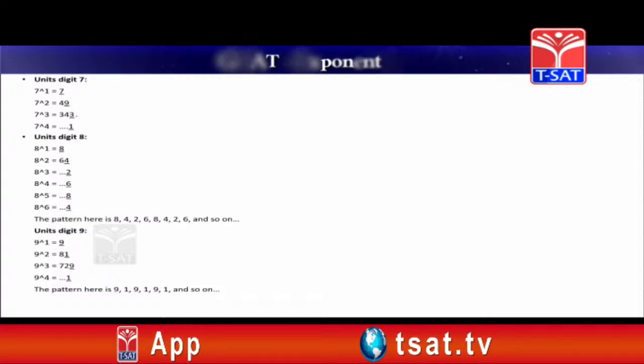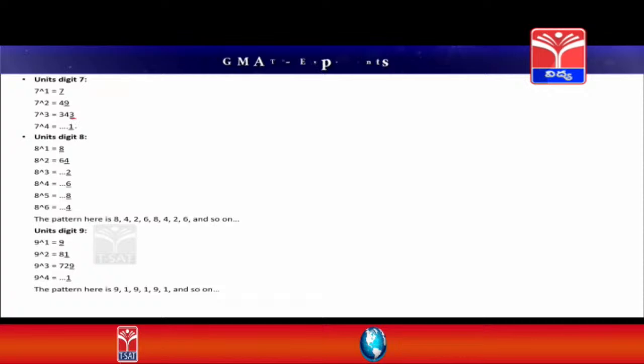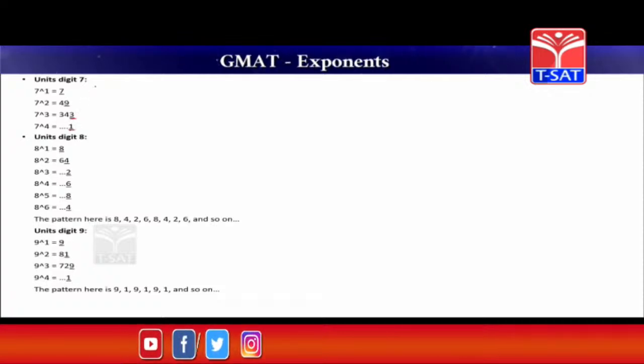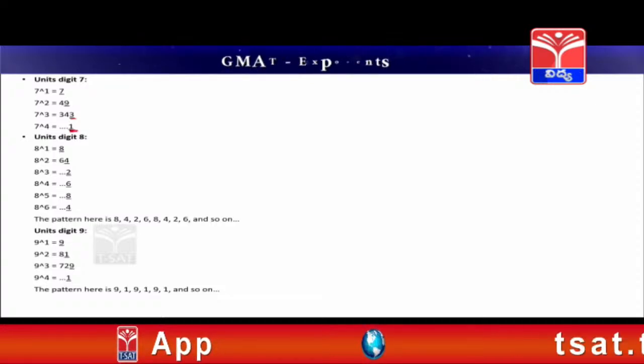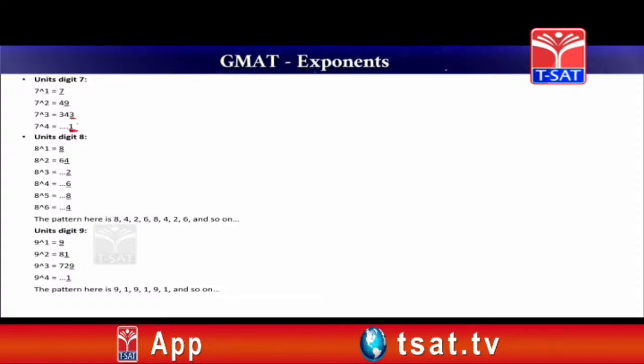7 to the power of 1 is 7, 7 square is 49, 7 cube you get 343, that's 3 at the units digit. 7 to the power of 4, you don't need to check the whole number as the digits are expanding. You can just look at the units digit: 7 into 3 is 21, but you're only focused on the units digit, so you'll get 1.